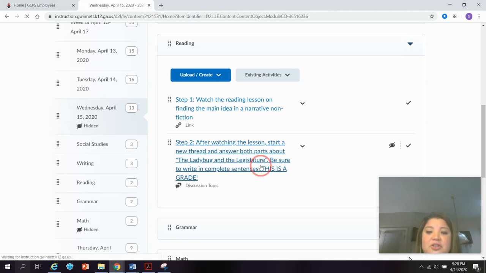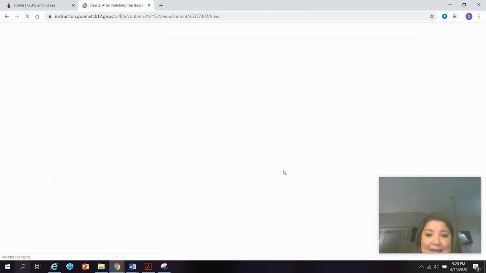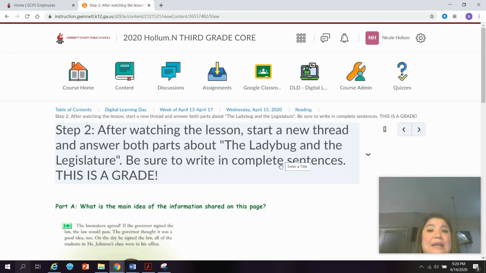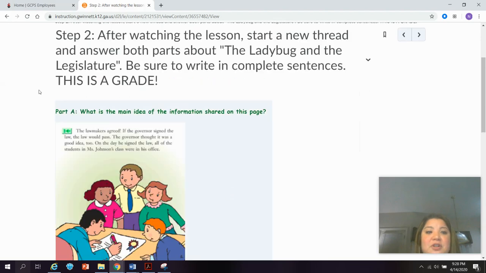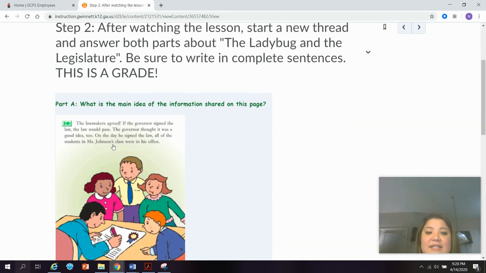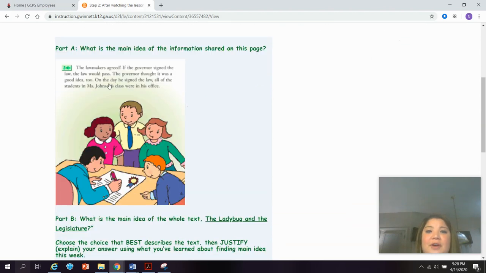And it says, be sure to write in complete sentences. Look at what it says in capital letters. This is a grade. So this is going to be your first DLD reading grade, okay? The first thing you're going to have to do is you're going to have to do part A. Part A says, what is the main idea of the information shared on this page? Here is a page from the text from Miss Bell's lesson.